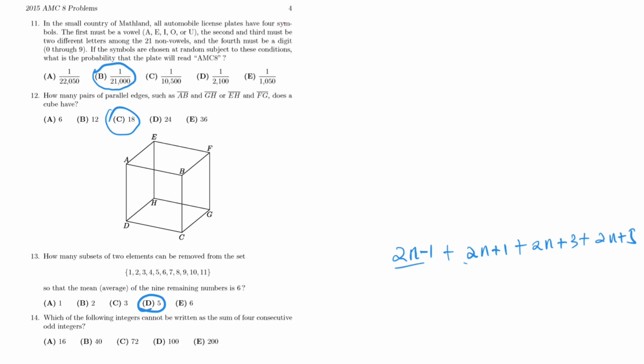That's the 1, 2, 3, 4. That's the 8n plus the 3 plus 5, 8. Factor out 8. That's the 8 times (n plus 1). So the sum must be a multiple of 8. In the 5 choices, the first one is a multiple of 8: 40 is a multiple of 8, 72 and 200. Only the D is not a multiple of 8. So the answer is the D.